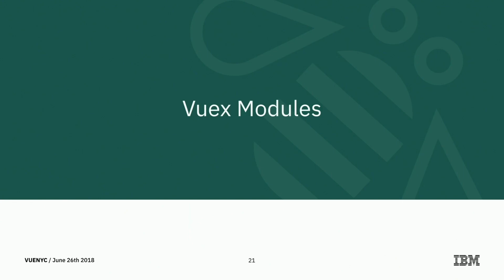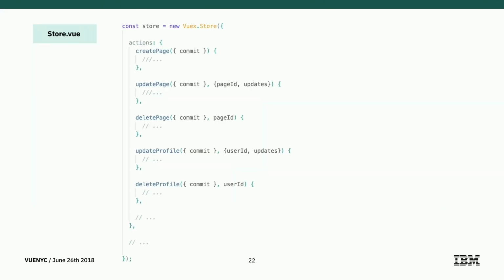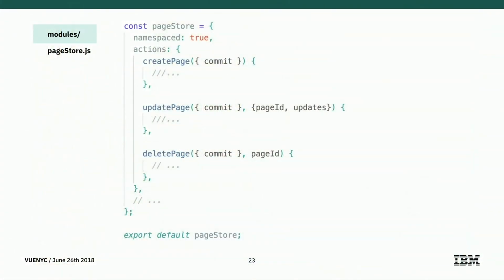And then the final topic I wanted to talk about was Vuex modules. So with Vuex, we have a single state tree in our application, which is just one big object. And if our application scales, then that object gets big really quick and gets out of control. You can have stuff that you're updating pages, you're updating profiles, and it's all mixed together. So with Vuex modules, we can break that out a little bit.